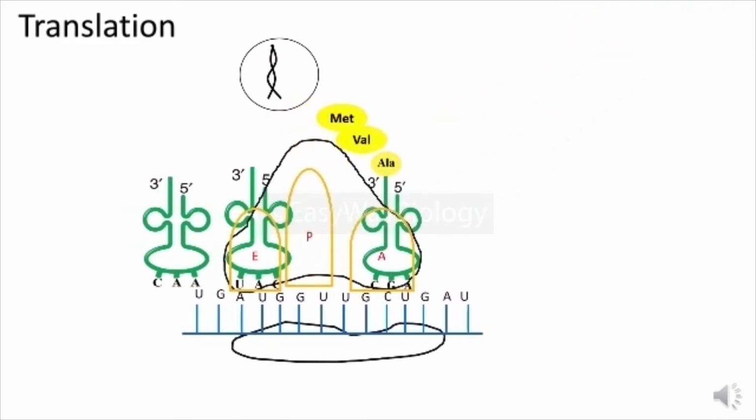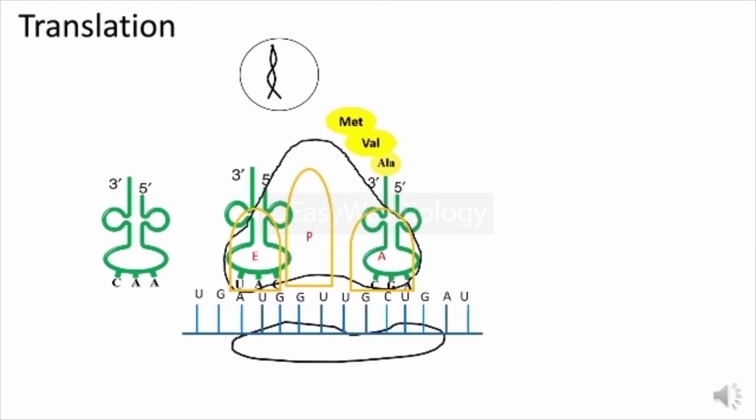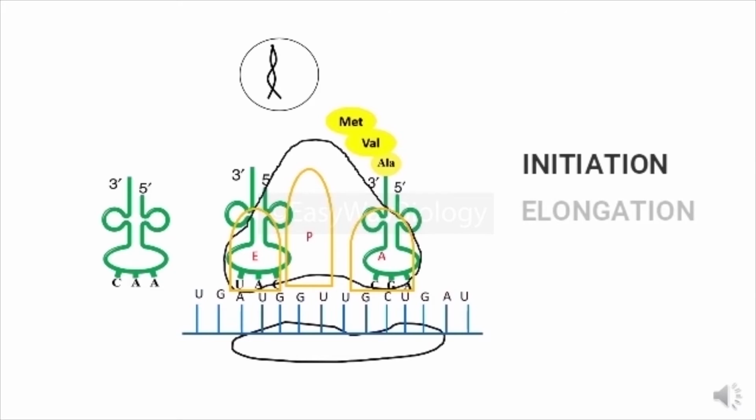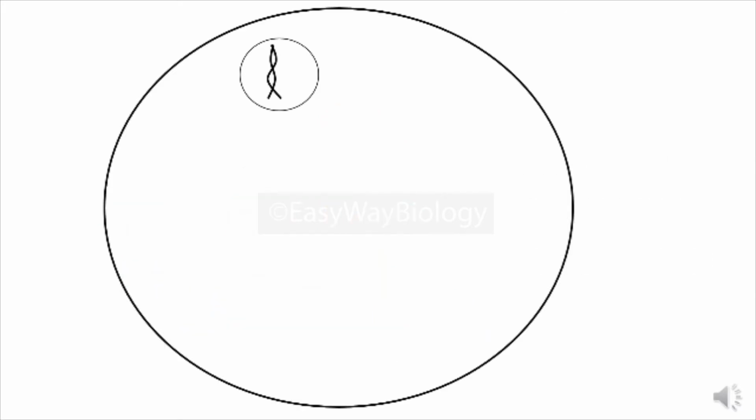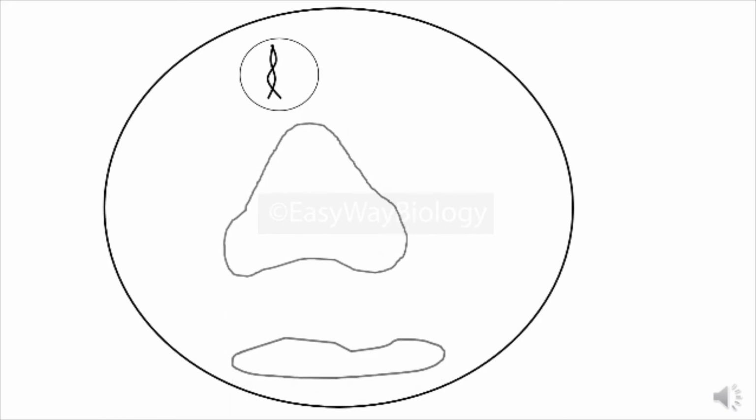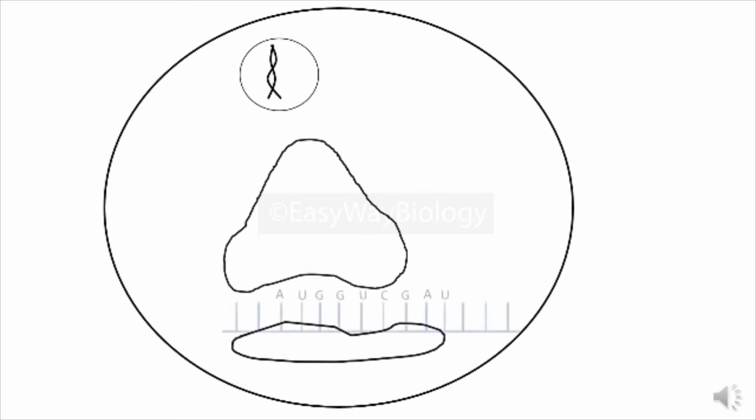Translation. Conversion of the bases included in an mRNA strand into a series of amino acids is called translation. Translation process also consists of three steps, namely initiation, elongation, and termination. Initiation. mRNA strand binds with the small subunit of the ribosome. The large subunit also combines with them and forms the functional ribosome.